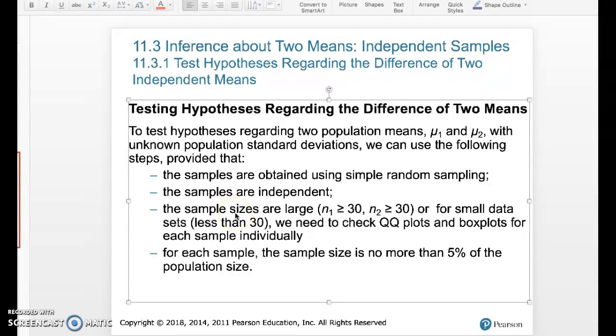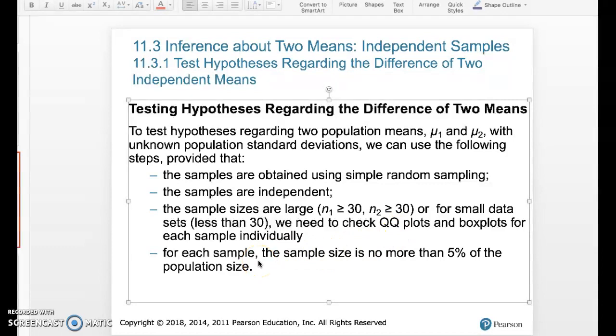Then, the third point, the sample sizes are large for both group 1 and group 2. We have to have bigger than 30 for each one, or I should say 30 or bigger for each one. Or for small data sets, less than 30, we need to check the QQ plots and box plots for each sample individually, meaning we'll have two QQ plots, two box plots. The only way we can get around this is if we know the underlying distribution is already normal, and that would just lead us to not checking QQ plots. But again, most of the time we will be in the large scenario or needing to check two QQ plots and two box plots.